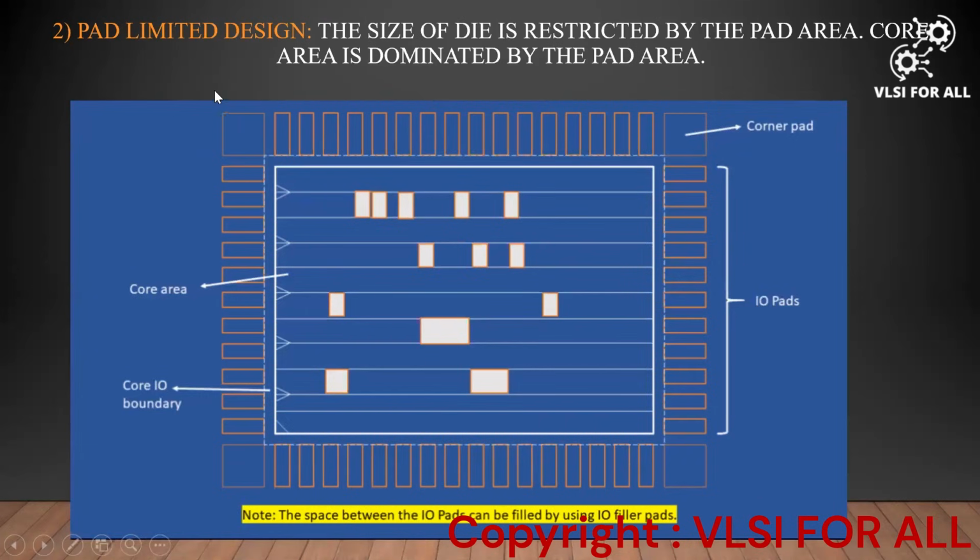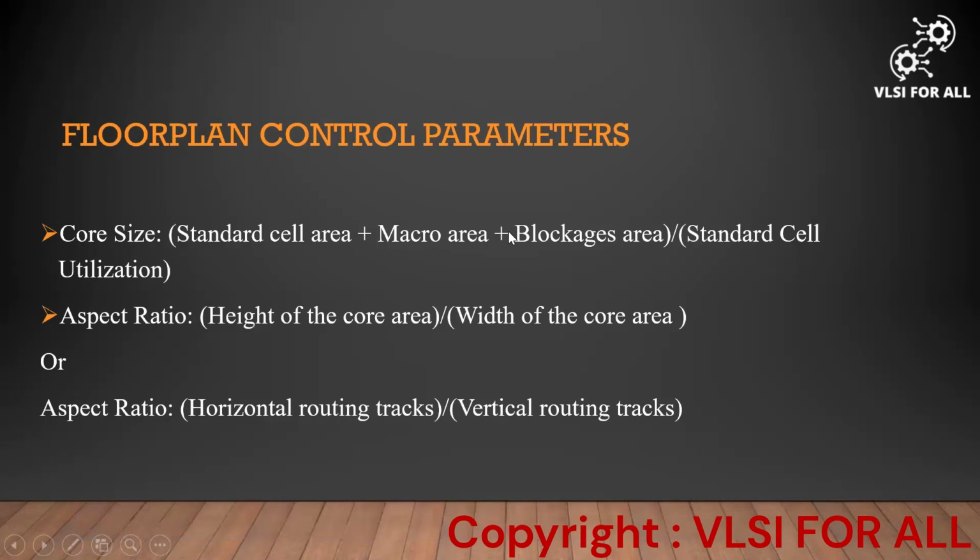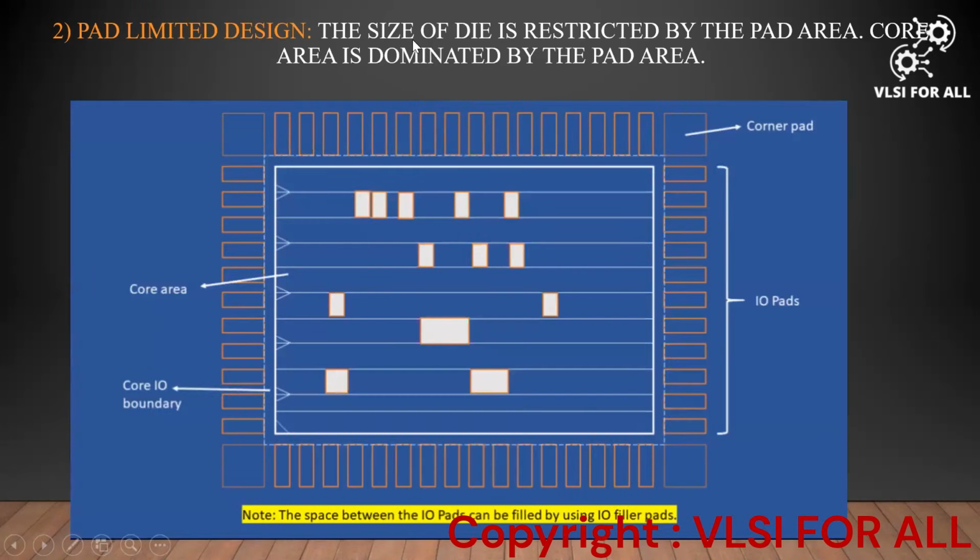And coming to the pad limited design. The pad limited design is where the size of the die is restricted by the pad area. Core area is dominated by the pad area. As we saw earlier, the IO filler pads sitting outside were very few. Now there are very many here. Everything else is the same, but here more IO pads are there. With this, we can say it is a pad limited design. So basically, these are the two types of designs which we see in the PNR flow.